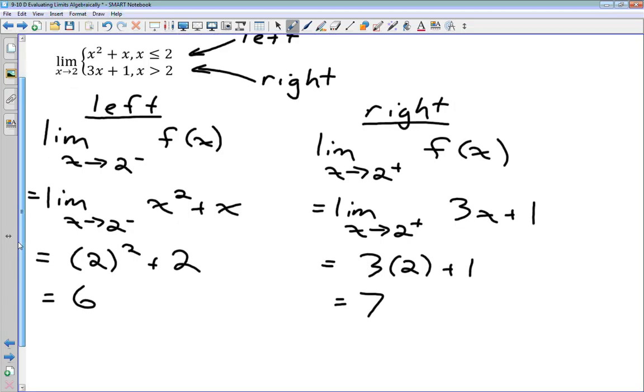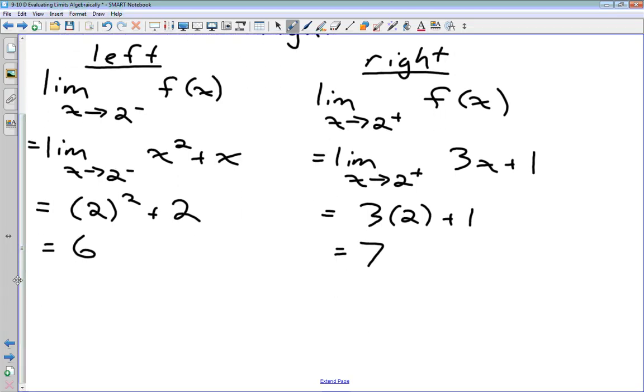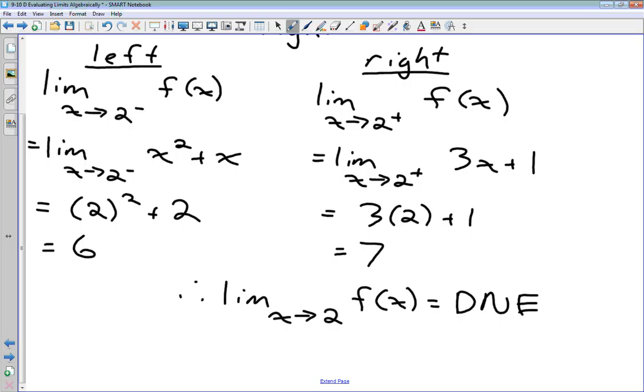So what's our limit? Is it 6 or is it 7? Malcolm. Does it not exist? It does not exist. It's got to head to the same value from both the left and the right. So we can sum this up by saying the limit as x tends to 2 of our function does not exist.